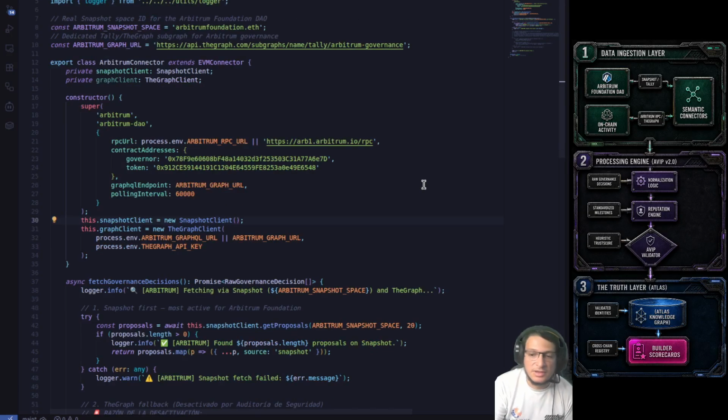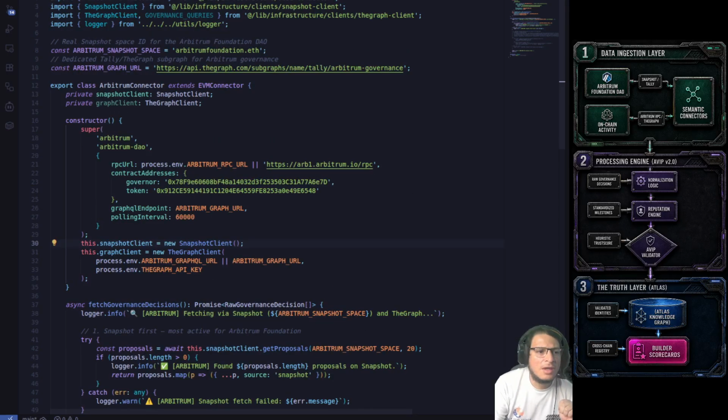Its mission is to observe activity within the Arbitrum Foundation DAO. Technically, it is an Arbitrum connector that queries two sources: Snapshot for off-chain governance and The Graph for on-chain events. Its primary value lies in normalization. It takes complex proposals and translates them into the raw governance decision, which is the native language of our Atlas engine.